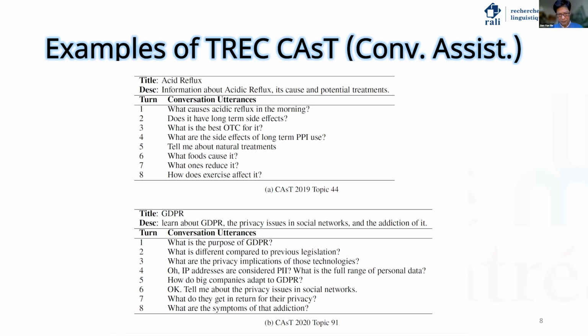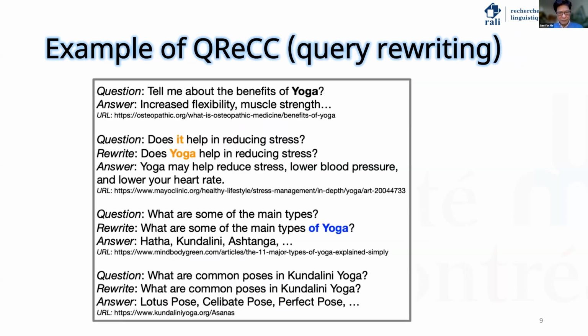So the CAsT has been organized for several years. So I show 2019, 2020, and also 2021 later. We also have the data set from the NLP community where we're interested in answering questions in the conversation setting. So one of the data sets is called QReCC, which tries to rewrite the query.